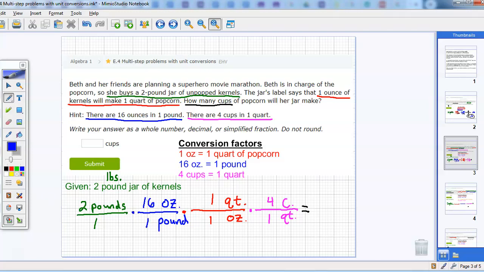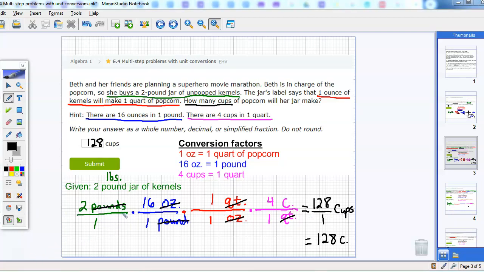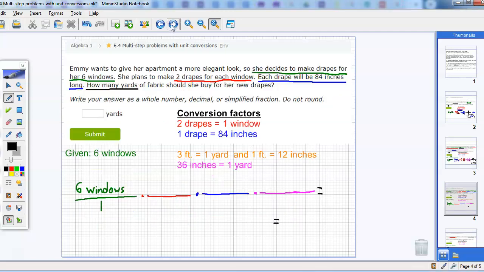So now, I'm going to go ahead and cancel my units just to make sure that I did this correctly. Pounds will cancel with pounds. Again, ounces with ounces, and quart with quart. And I should be left with cup. So I should get my answer in cups. And so now we're going to multiply the numerators straight across, multiply the denominator straight across. And then we're going to simplify. All right, so now we can see we're going to get 128 cups of popcorn. I don't know how many friends are coming to this party, but there might be a lot.